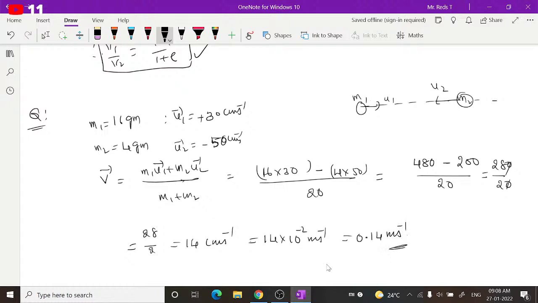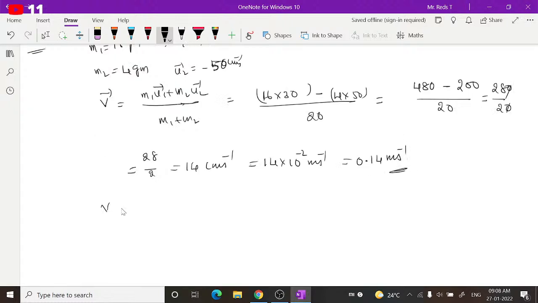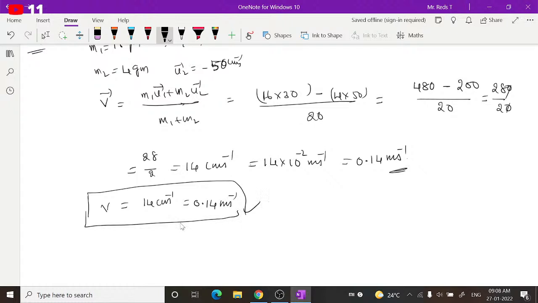So what is the right one? 0.14 meter per second or 14 centimeter per second. So v can be 14 centimeter per second or 0.14 meter per second. In the options, you have to observe the units properly. 0.14 centimeters per second they have given. No, it is not correct. It is wrong. 0.14 meter per second is the correct one. So take it accordingly.